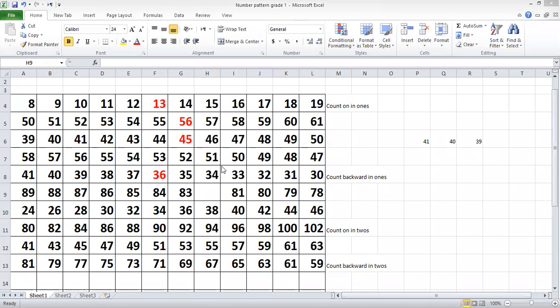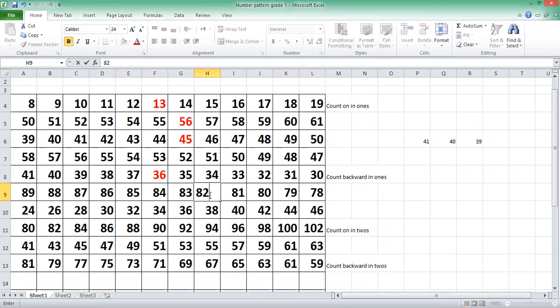82. That's very good. There will be 82, because we are counting back in ones here. Now we'll move to the next pattern.